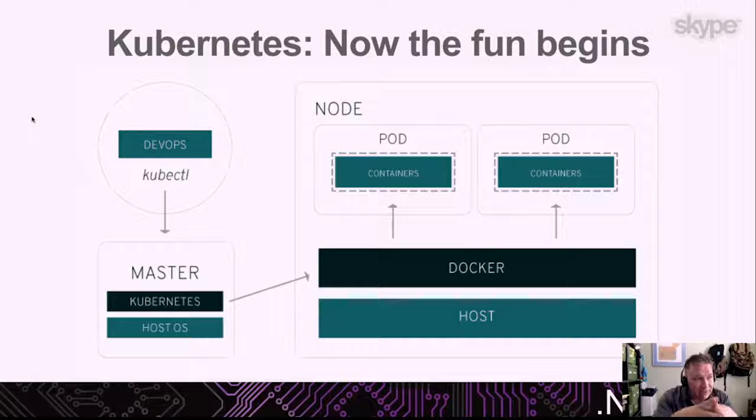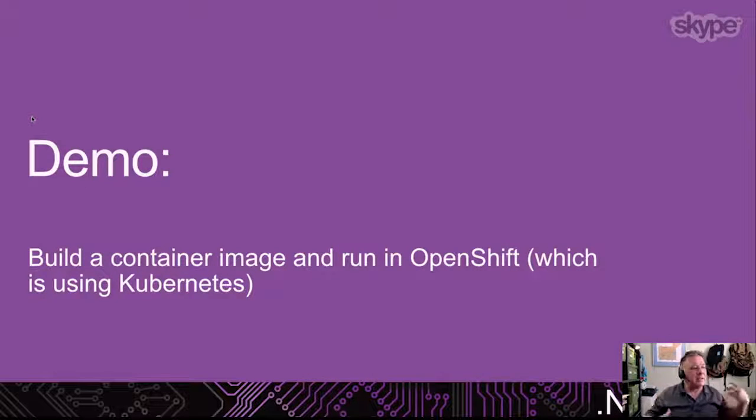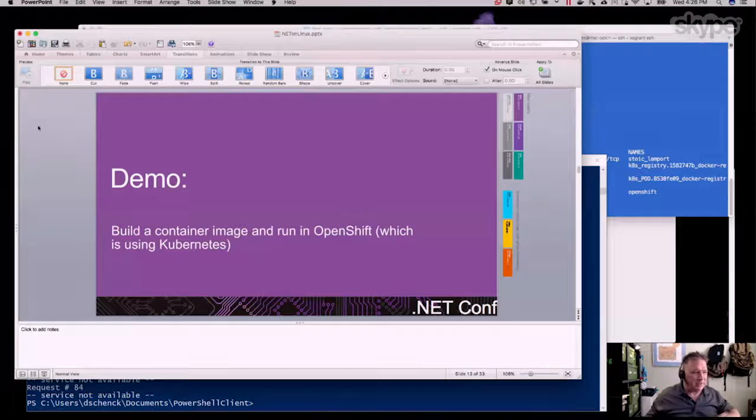But it seems tempting because you're like, well, if you assign a random port and you intercept that, and then you could store it in a table and you can do lookups. Yeah, you're just going down a road you really don't want to go down. But Kubernetes is where the fun starts. So let's build a container image and run it in OpenShift, which is Kubernetes. I'm trying to stress that. I want you to know that.